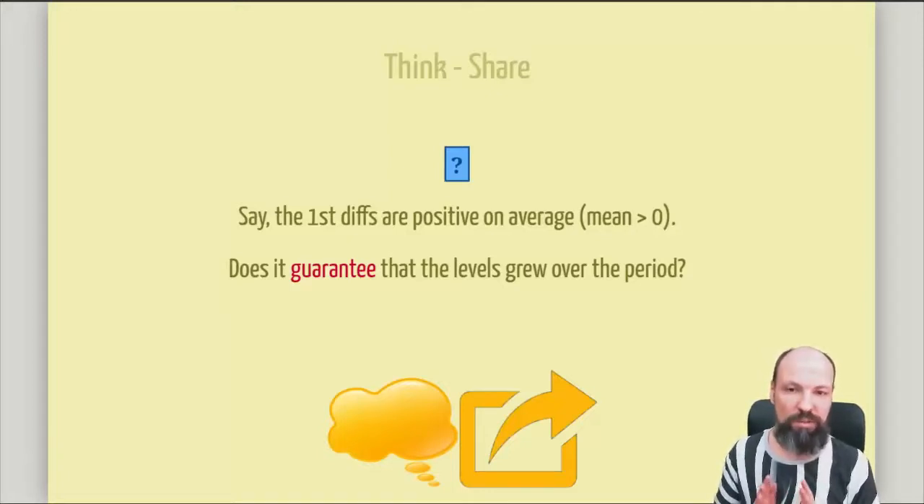The first difference of some time series over some particular period. So this is not a theoretical property. It's just about particular data. So this is a particular time series data, and the average level of the first difference is strictly positive. So you have data, you calculated the average level of the first difference, it's positive. Does it guarantee that the level of the initial series grew over that period?